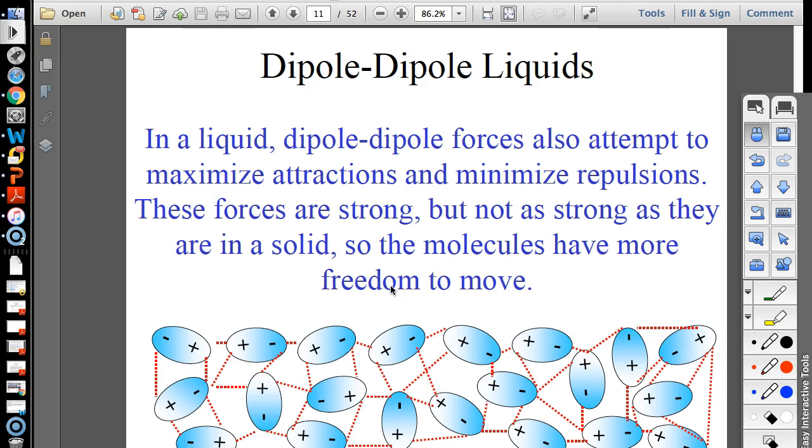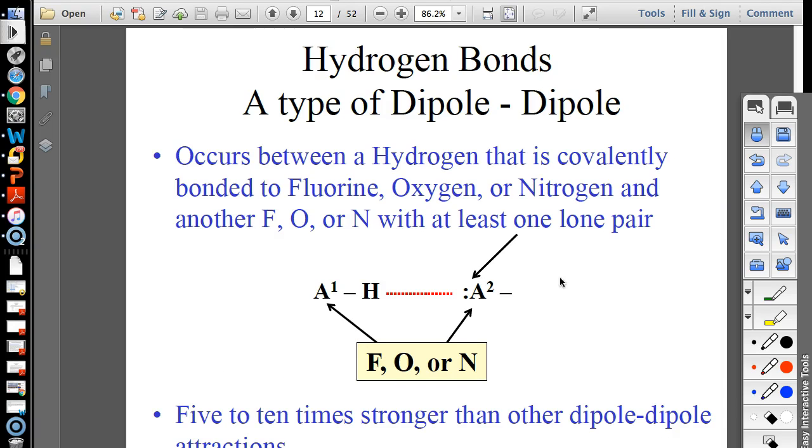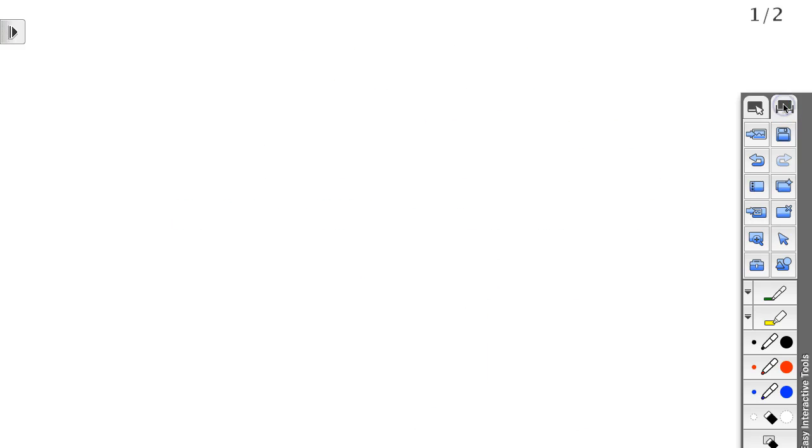Anyway, so there's my dipole-dipoles. This is the second kind, right? Now the second kind has a special category within it, which is hydrogen bonds. Don't look at this, this is scary. Don't freak out, okay? Do you remember what I told you about hydrogen bonds? They just want to have fun.